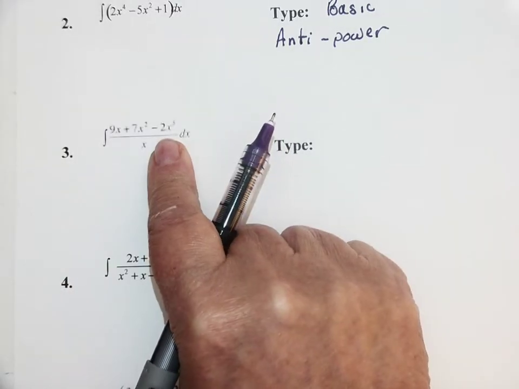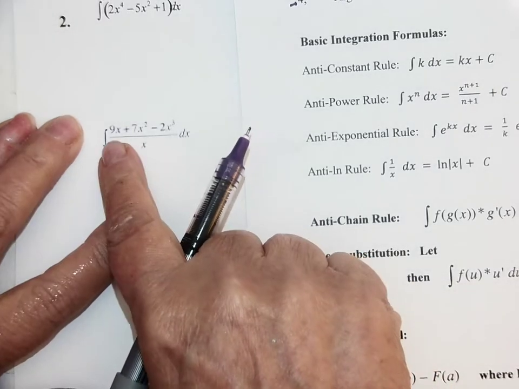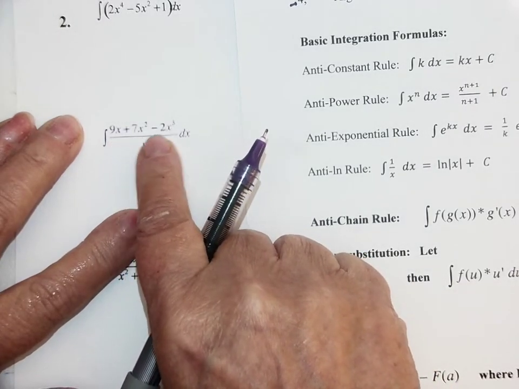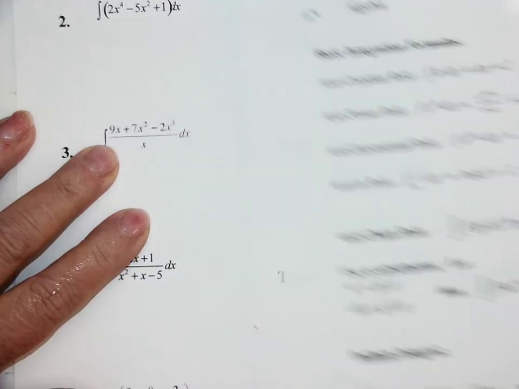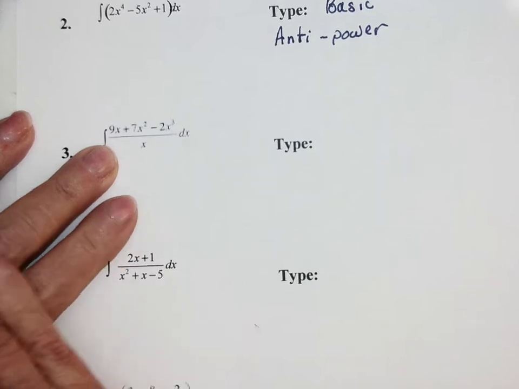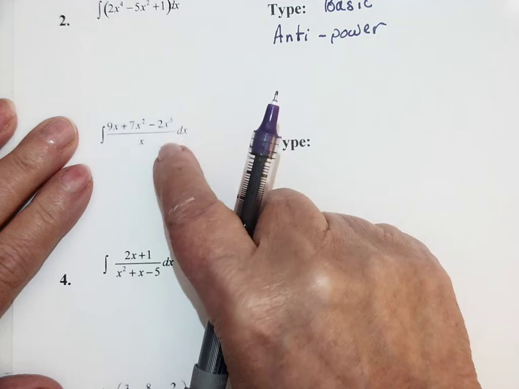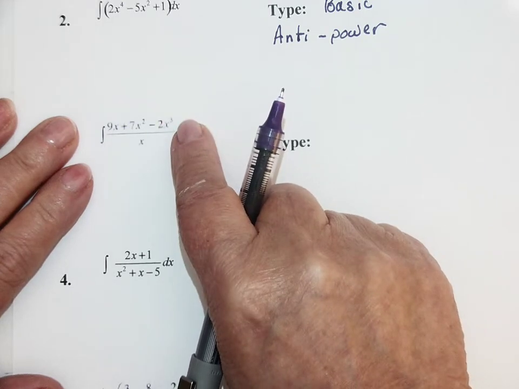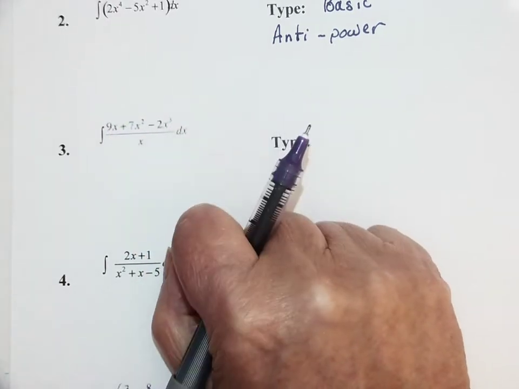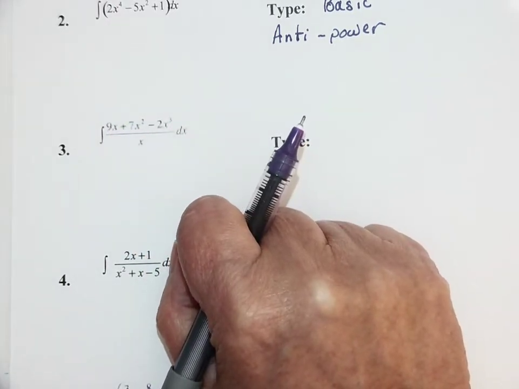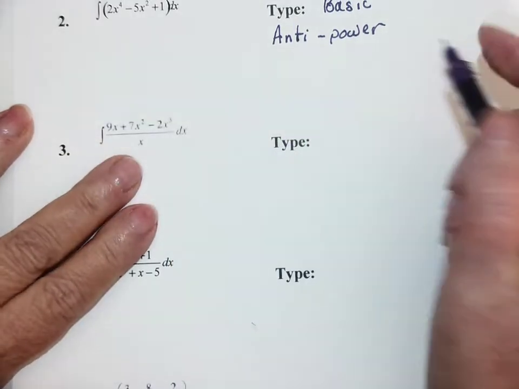Well, then what is he? Is he a basic? Well, I don't have anything that looks like 9x plus 7x squared minus 2x cubed divided by x. No, he's not a basic. Well, what's the next thing? Is he a u sub? Well, no, because I'd have to get the numerator from the denominator or the denominator from the numerator. Can't do that. So my next choice, by the way, it's always my last choice, is algebra. Well, yeah, it's algebra.